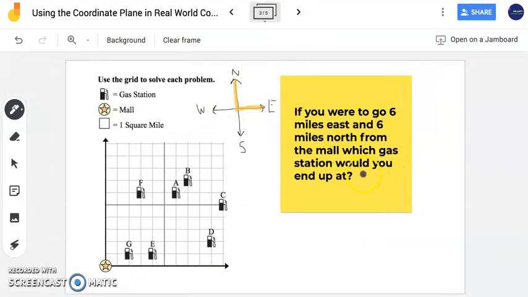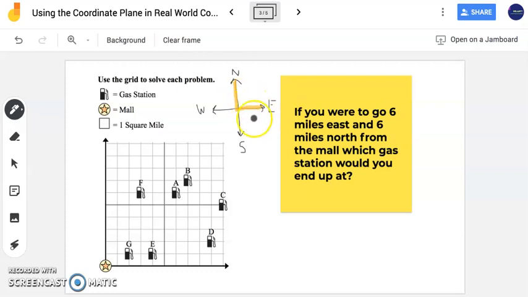Now for this next one here. This question is we're going to use the same coordinate plane, but it's also going to tell us if you were to go 6 miles east and 6 miles north from the mall, which gas station would you end up at? Now over here, I actually drew a compass to help me with answering this question. Notice this compass looks just like a coordinate plane. I labeled north, south, east, and west, but what I highlighted was only quadrant 1, because in 5th grade, that's all we're going to be working on.